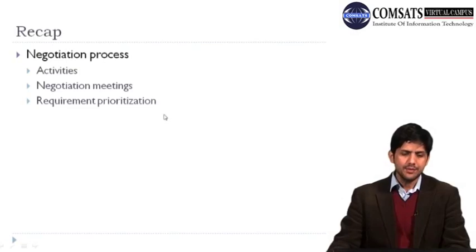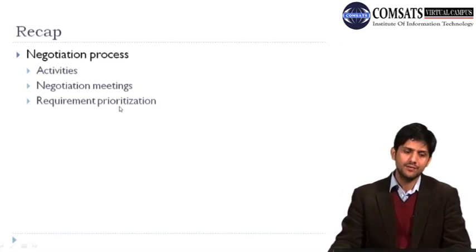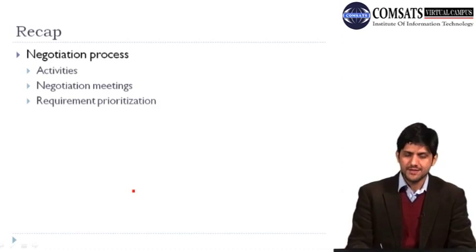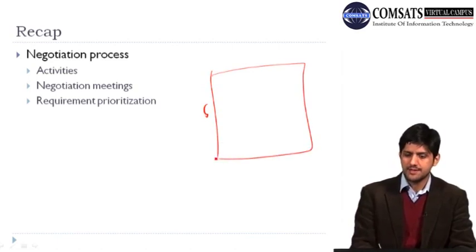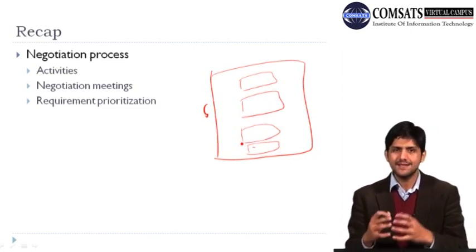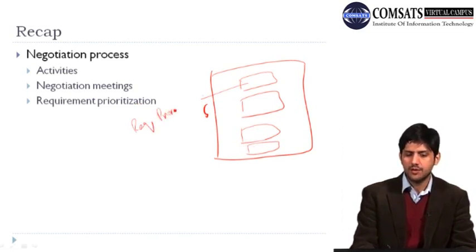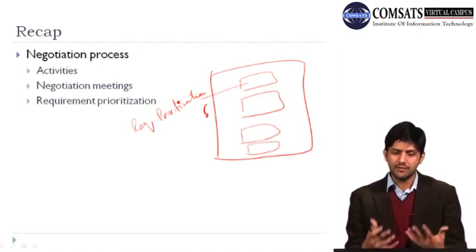So let's quickly recap. We talked about the negotiation process and what the activities involved in it are. Keep that definition in mind. As we said, each process is nothing more than a set of activities, and we perform these tasks in order to achieve something. The very important thing that we do in negotiation is requirement prioritization. We have talked about how negotiation comes into play and why it is important.